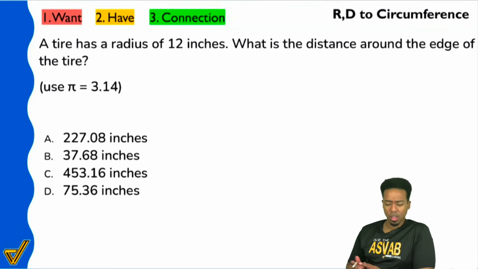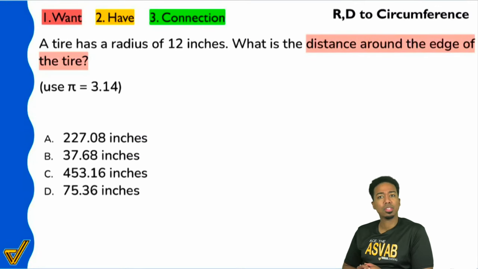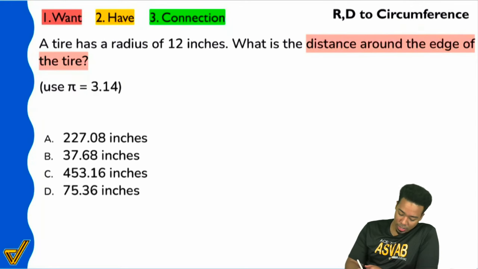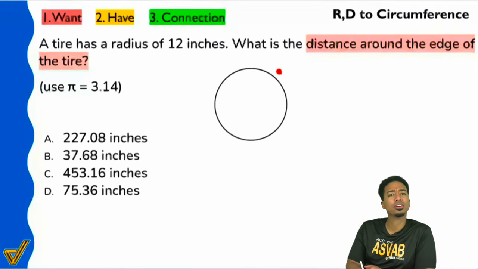How do I know? Well, right over here. What is the distance around the edge of the tire? My party people, if we were to draw a tire or a wheel, if we're talking about the distance around the edge of the tire, that is perimeter.